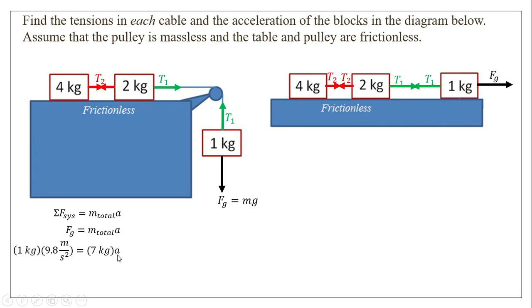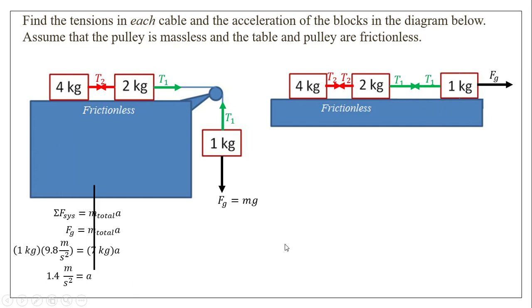And then the only value that I don't know is my acceleration. So 1 times 9.8 is 9.8, and then to solve for a, we divide both sides by 7. If you do that correctly, you should get a value of 1.4 meters per second squared. For these types of problems, we take the line of motion to be positive. So even though the 1 kilogram block is technically moving downward, we take the line of motion to be positive. So the answer would just be 1.4 meters per second squared.